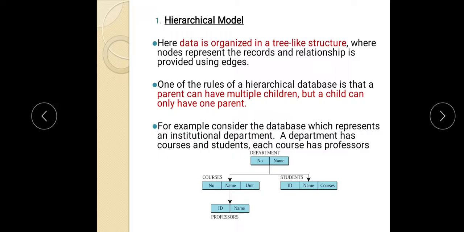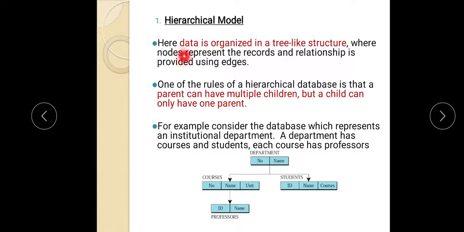This hierarchical model has a certain restriction: each parent can have many children, but a child can have only one parent. So this is a child, having only one parent. This is also a child, having only one parent. This is also a child of this parent, having only one parent. That is the concept of the hierarchical model.